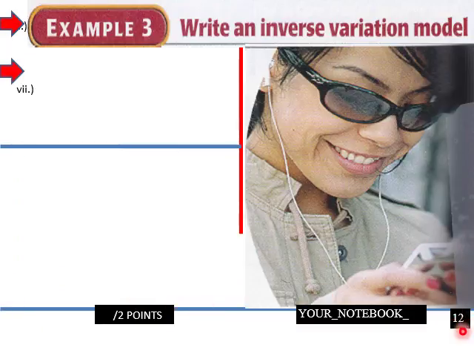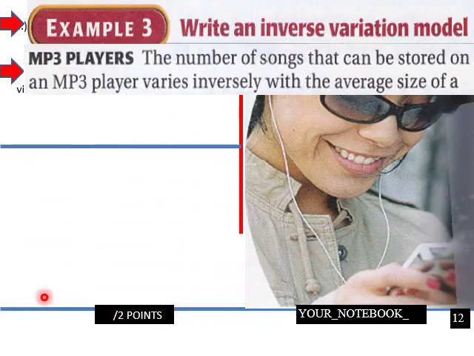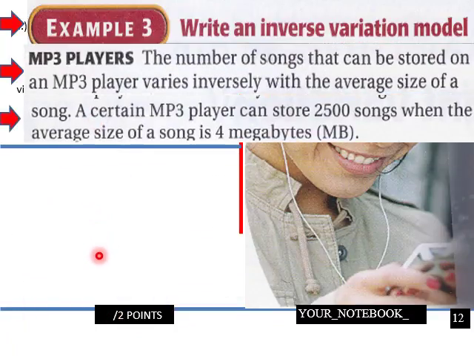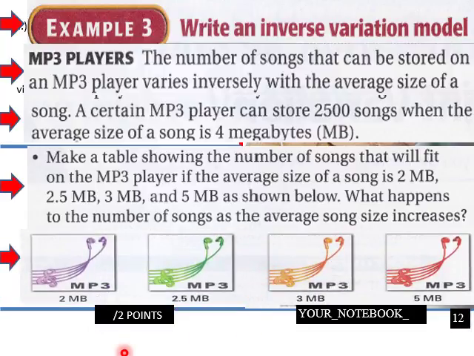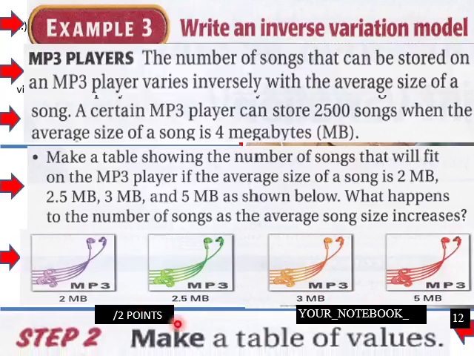This is notebook entry page 12 here. MP3 players, we're not done with this one yet. It can store 2,500 songs, and the average song size is 4 megabytes. So make a table showing the number of songs that will fit on the MP3 player if the average size of the song is 2 megabytes, 2.5, 3, and 5 megabytes as shown below. So now we're going to add a table here. These are the different sizes, or lengths, of the song. Make a table of values that includes these lengths here.